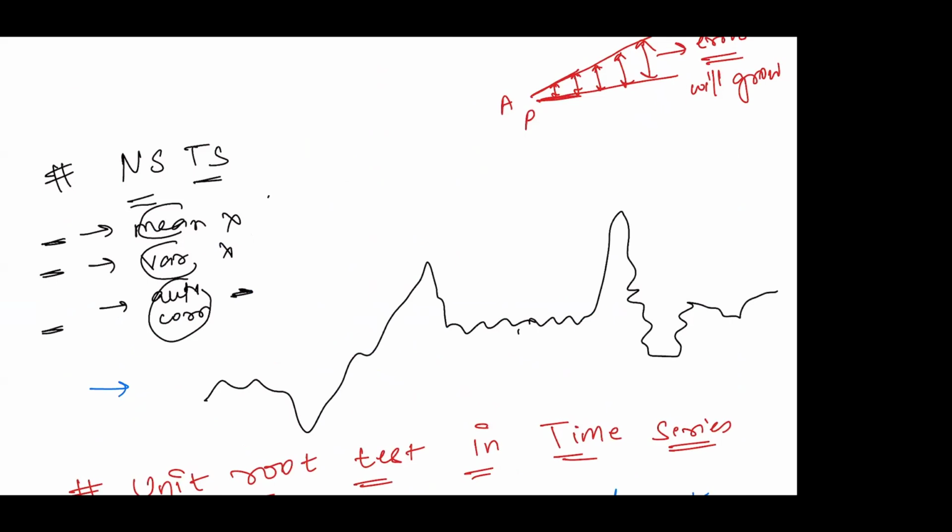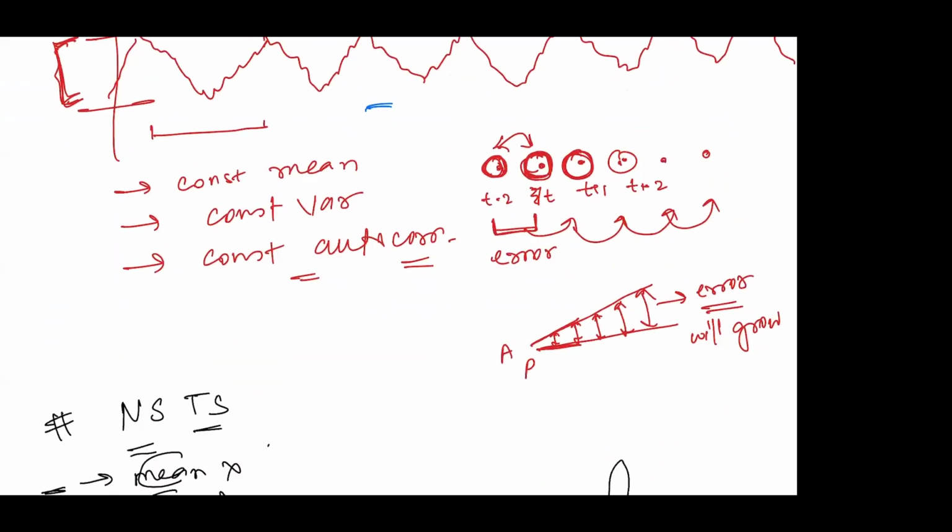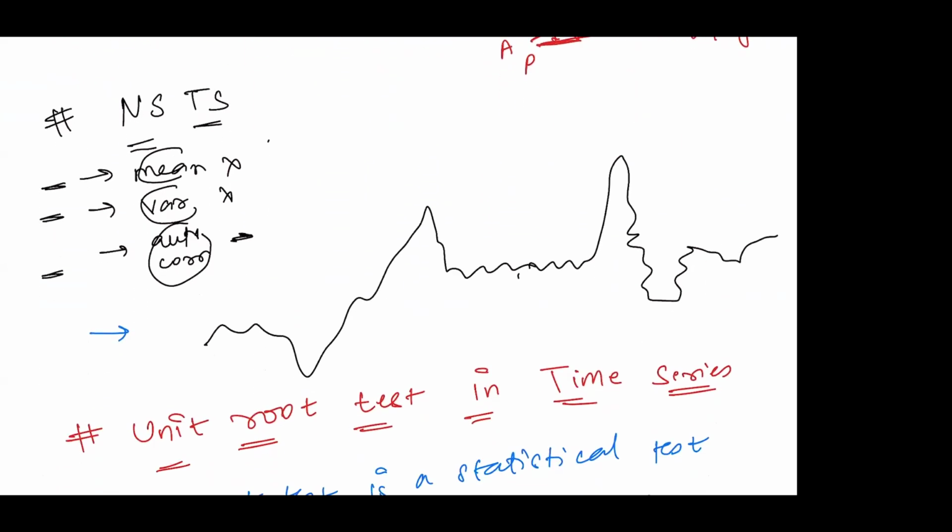Sometimes what happens is, if you see this plot, we know that of course it does not have a constant variance. Here you can see it has a constant variance. But if you see this plot, the variance is going up and down, so you know that the variance is not constant over the time series.